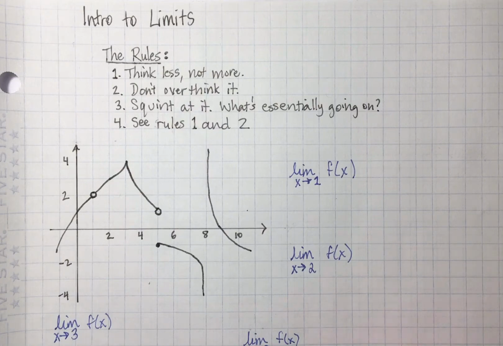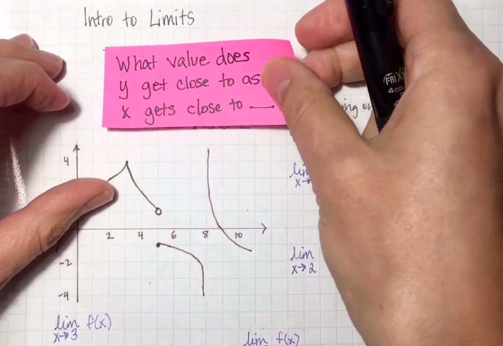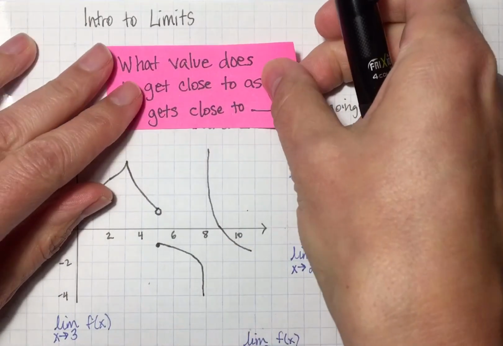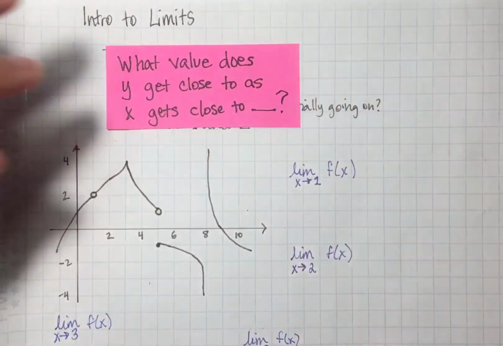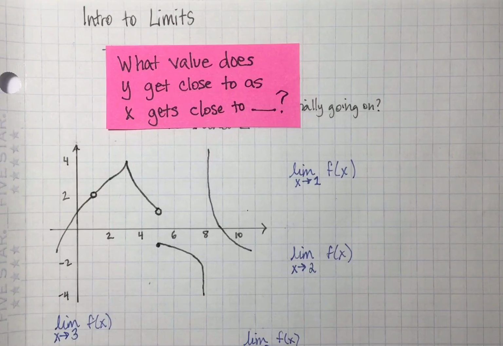Okay, so the deal with limits really comes down to this. What value does y get close to as x gets close to blank? So that's the weird thing. You're not technically equal to an x value. You're just getting arbitrarily close to it. You're just getting as close as you feel like getting to it.